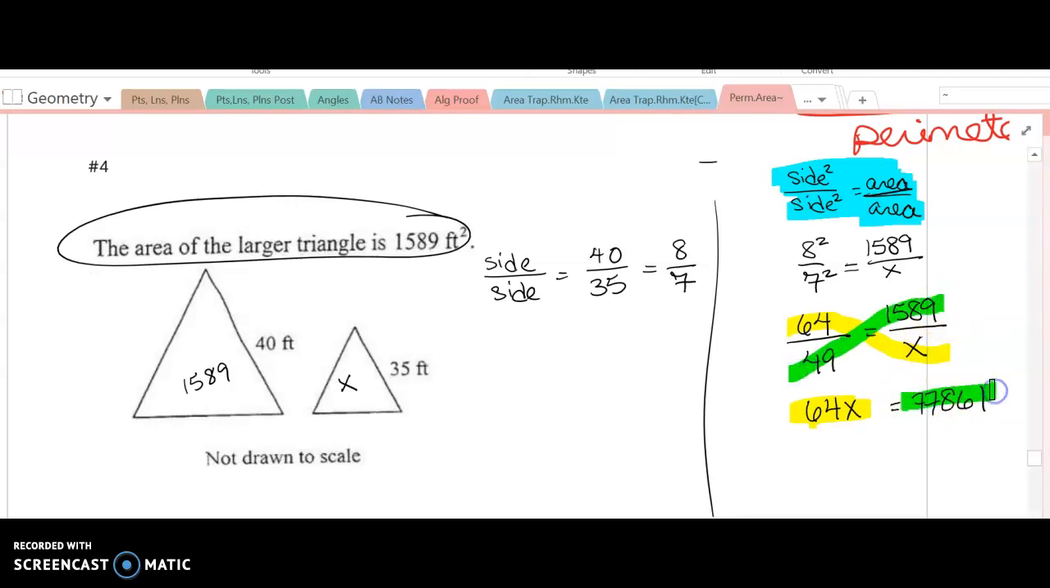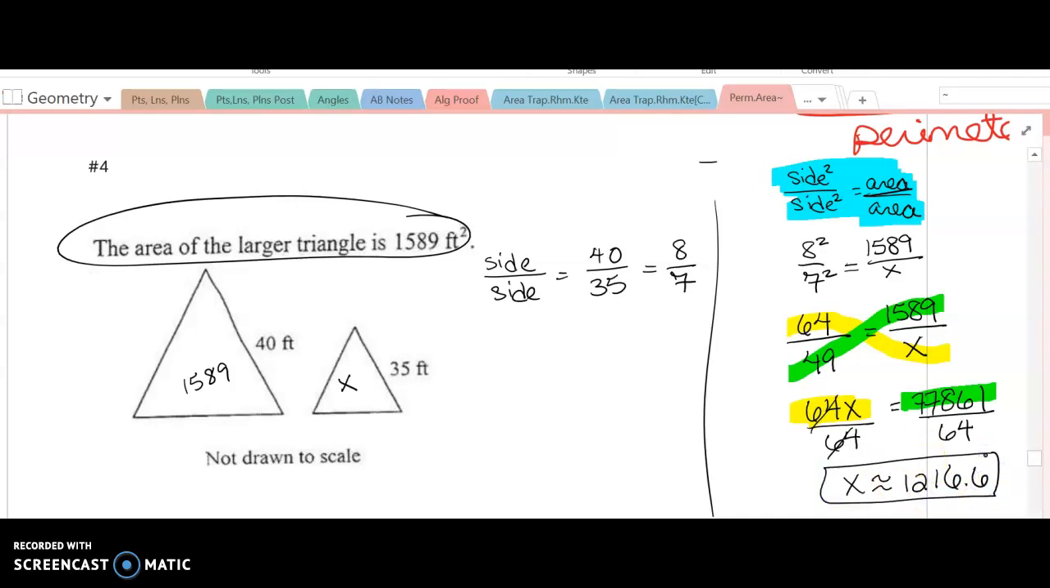And what you get for your answers when you cross multiply, you now have an equation. You set those things equal to each other once you've cross multiplied, and then you solve that equation for x. So we have to think about how we would get x by itself. This is 64 times x, so to get rid of the 64 we divide both sides by 64. And so 77,861 divided by 64 comes out to 1,216.6, which was the answer.